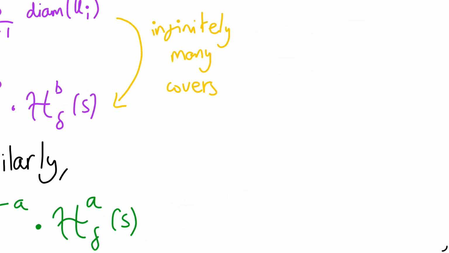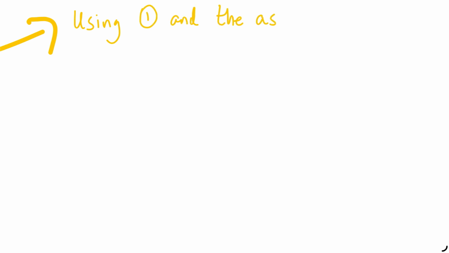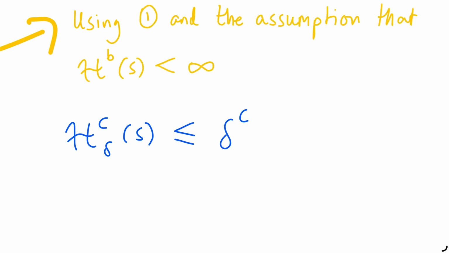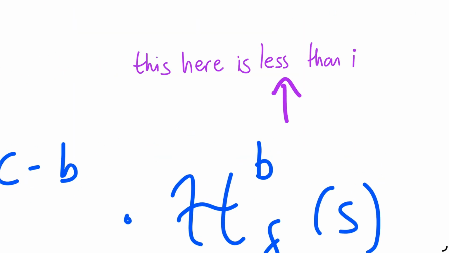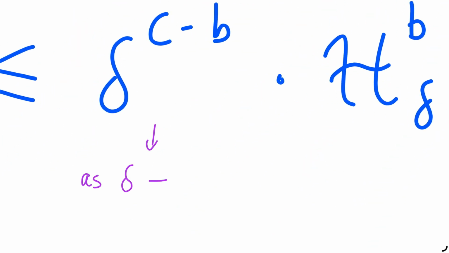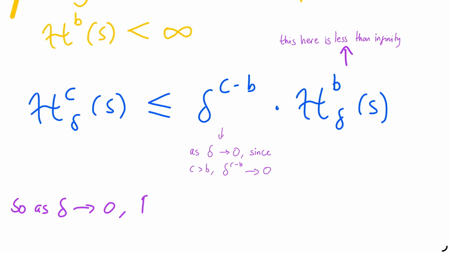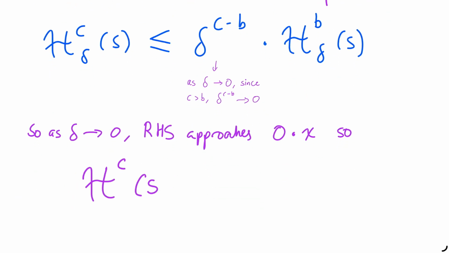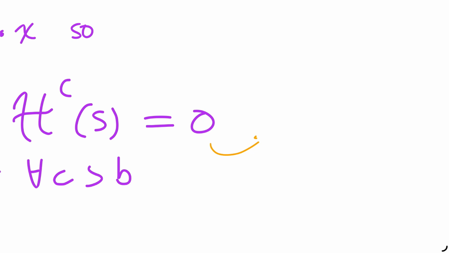Alright, so we're going to take that first inequality of ours and apply the restriction that the Hausdorff measure in dimension b of S is less than infinity. So this term right here is less than infinity. Then as delta approaches 0, this term is also going to approach 0, and by the inequality we get that the Hausdorff measure in dimension c is going to have to be 0. So for any number greater than b, the Hausdorff measure is 0, so we've got this side of the graph all proven.